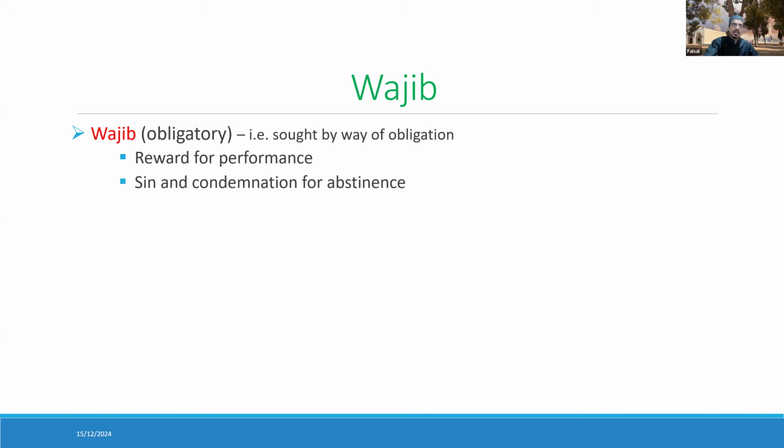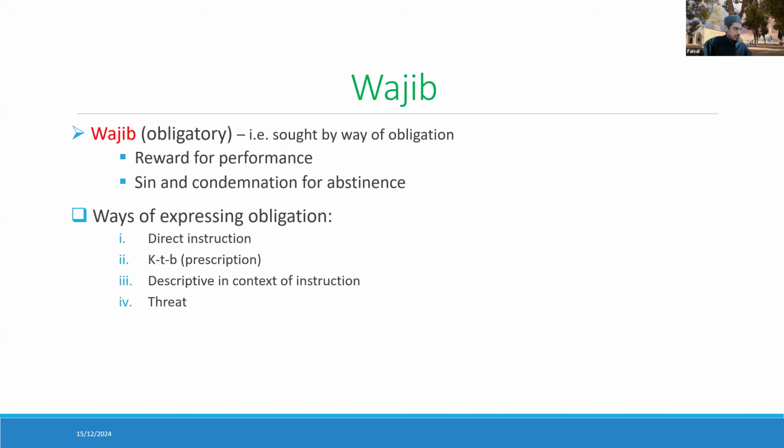But what is wajib? Before we get into the example, which I'll mention immediately after this definition, wajib is something that's obligatory, and it's required from you by way of obligation, meaning you have to do it. That's what an obligation is. And so you're rewarded for performing the obligatory action, and there's sin and condemnation for abstaining from the action itself. Why? Because it's obligatory. This is simply what it means for something to be obligatory, right? I'll mention the example for the anachronistic way of understanding wajib after this, actually.